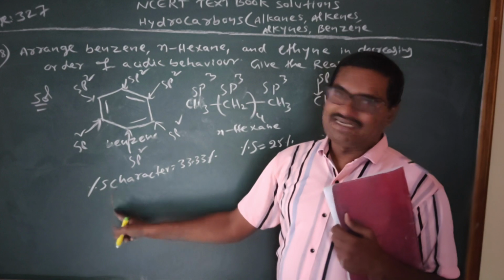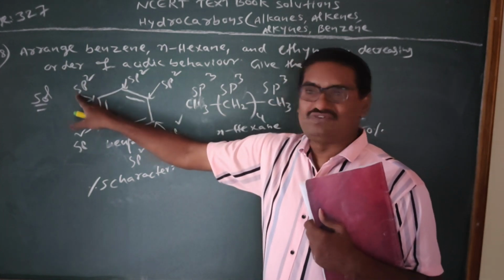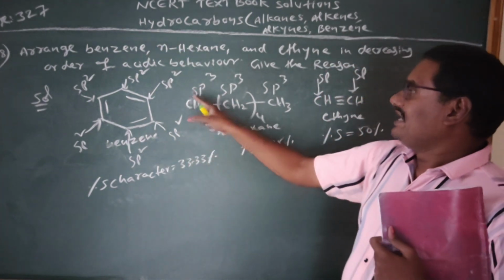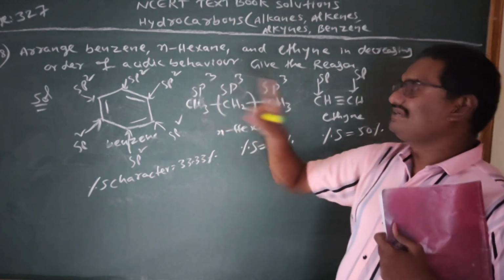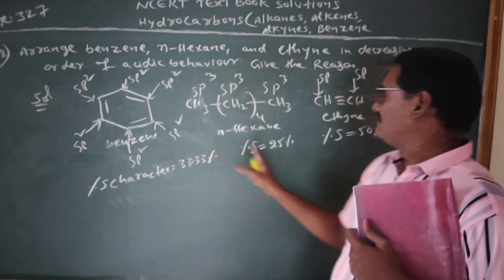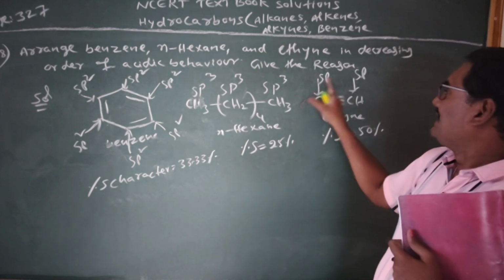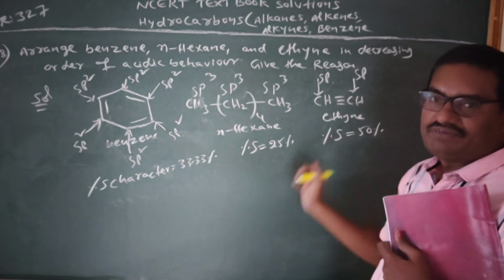In sp2, the total is 3 orbitals, and among 3, s is 1. That means 100 by 3, so 33.3%. In sp3, among 4 orbitals, s is 1, so 100 by 4, that is 25%. In sp, among 2, s is 1, so 100 by 2, 50%.